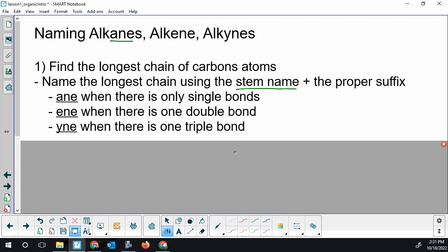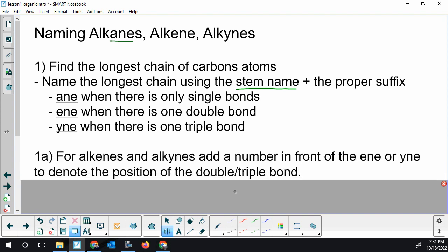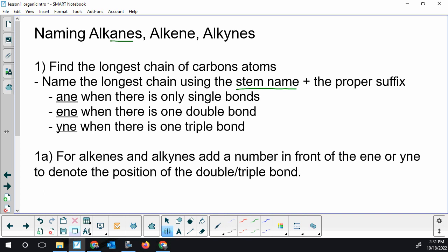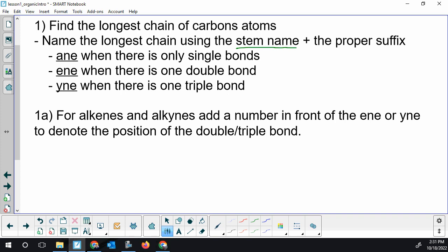For the anes, you don't need any extra numbers because you don't have to tell the reader where the single bonds are. They're everywhere. When you get to the enes and the ines, you have to tell the reader, where is the double bond? Where is the triple bond? And we'll see an example of putting in a number for a double or triple bond. And then we'll get to the branch rules.